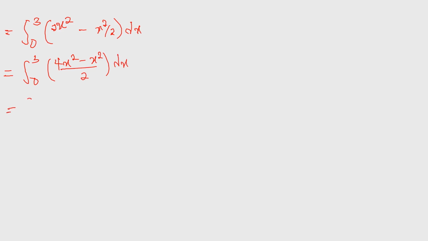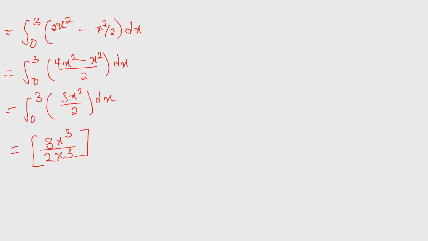Which is equal to the integral of 3x squared over 2 dx. So at this point, you are going to integrate with respect to x. By integrating with respect to x, you are going to have 3x raised to the power of 3 over 2 times 3, with 3 and 0 as the boundary. Then this 3 will cancel this 3.